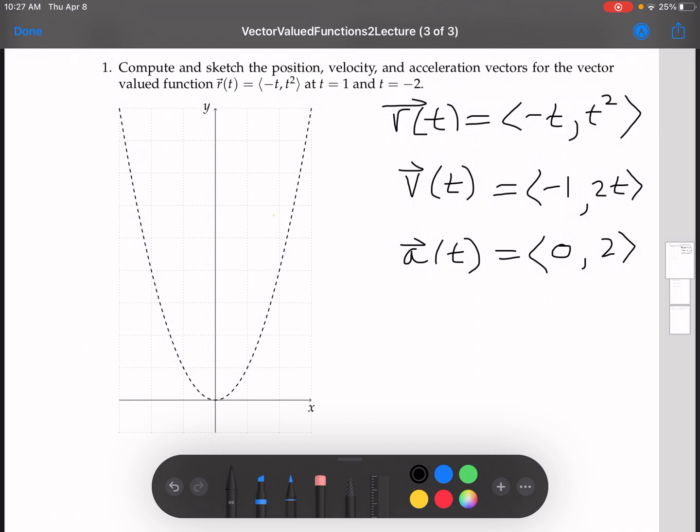All right, so let's start with t equals 1. And for both of these points, t equals 1 and t equals negative 2, I am going to sketch the position vector in red, the velocity vector in blue, and the acceleration vector in yellow. It's no mistake that I sketch the position vector in red and the velocity vector in blue, because as you will see, the position vector we can think of as the position vector, and the velocity vector as the direction vector for a vector parameterization of the tangent line.